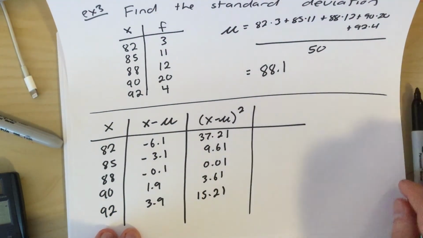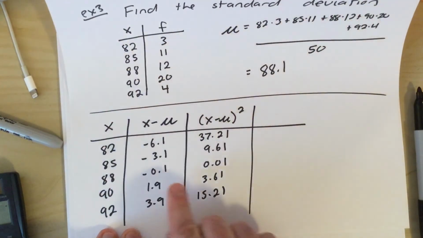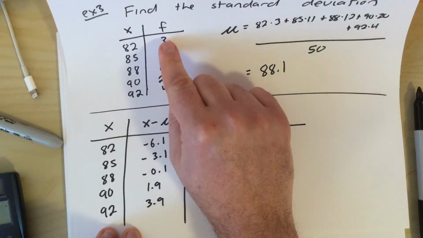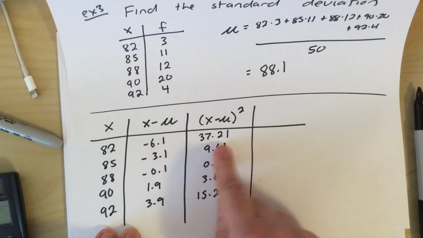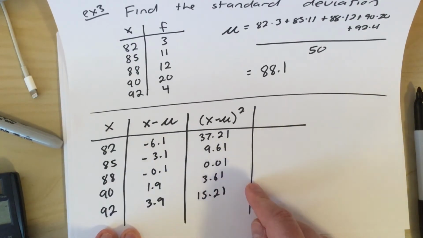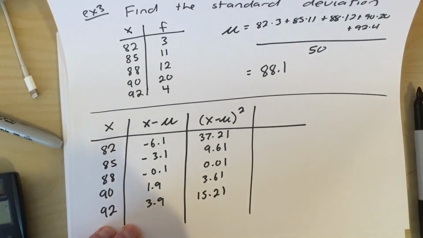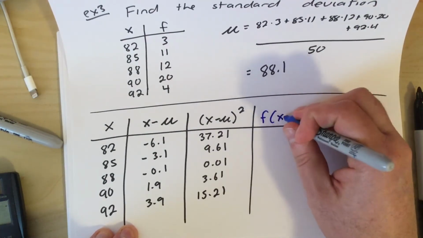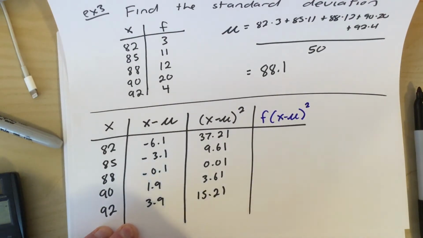because we don't have the value of 82 once. We have the value of 82 3 times. So we don't have this deviation of 37.21 once, we have this deviation actually 3 times. And similarly, we have this deviation 11 times, and this deviation 12 times, and this deviation 20 times and 4 times. So what we're actually going to do is make an extra column where we multiply those squared deviations by the frequency.